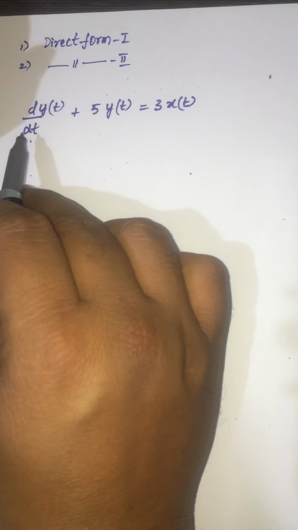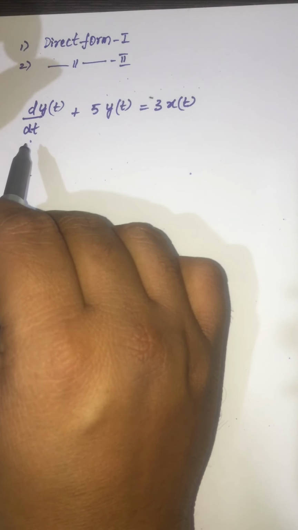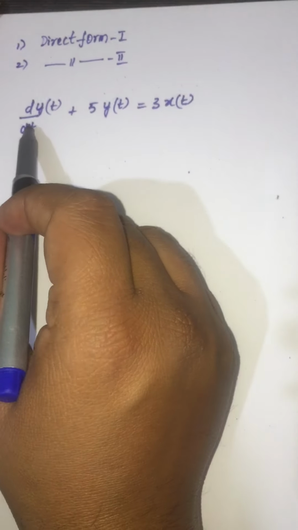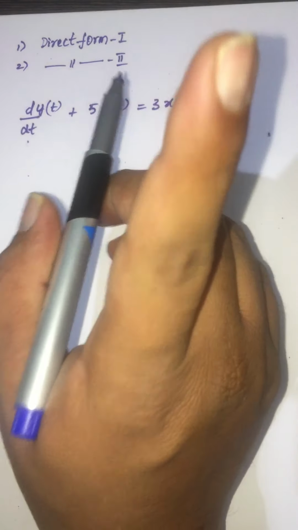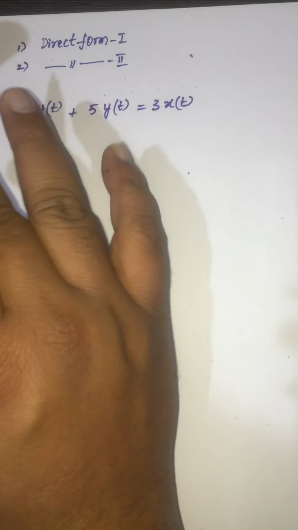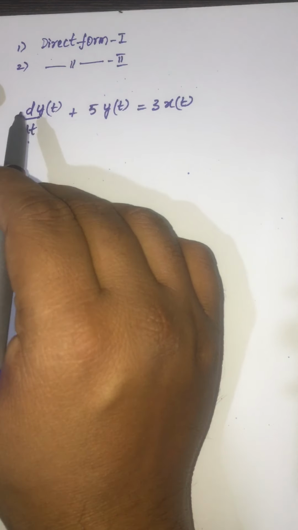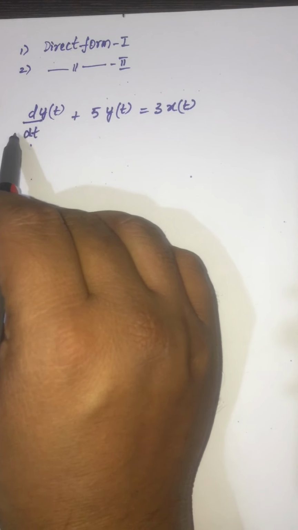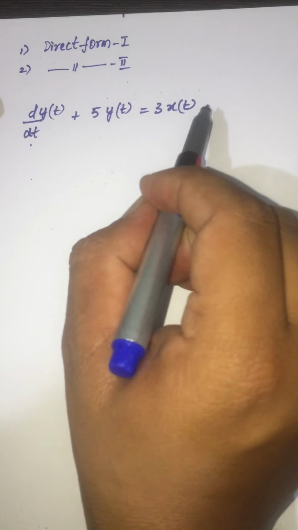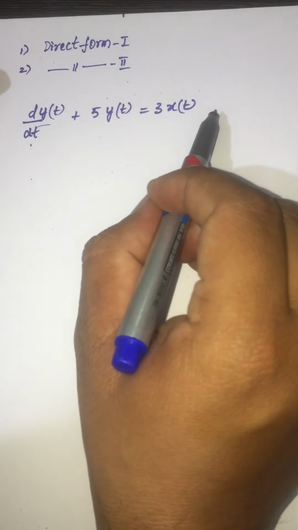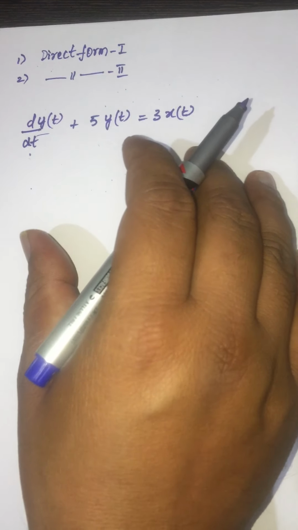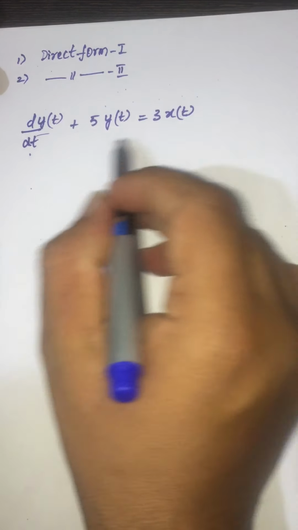Now how to convert this into the integration form? I need to integrate this equation throughout by one time, because the maximum degree in this entire equation is 1, since d by dt is there. If there was d square by dt square as the maximum differential parameter, I would have needed to integrate this equation 2 times. Based on the maximum degree of differentiation present in the given differential equation, that many number of times, equivalent to the degree, I need to integrate the entire equation.